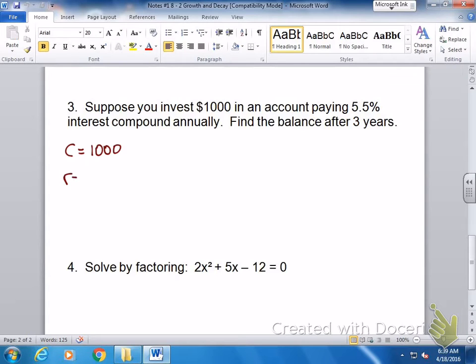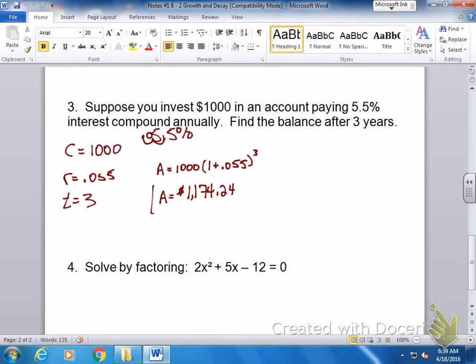Our rate in this one is 5.5%. So if we move our decimal place, we get 0.055. And then time is pretty easy. It says find the balance after 3 years. So we can plug all that in. So A equals 1,000 times 1. In this one, it doesn't really tell us, but you would think if we're investing, it's going to be growing. So I'm going to plus 0.055, and I'm going to raise that to the third. So when we put that in our calculator, you get A is about $1,174.24, which makes sense, guys.